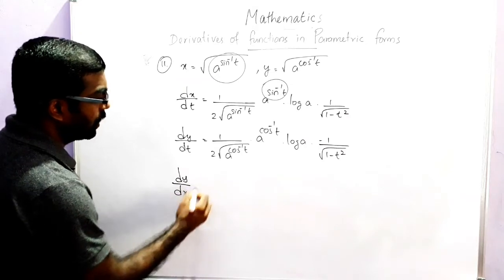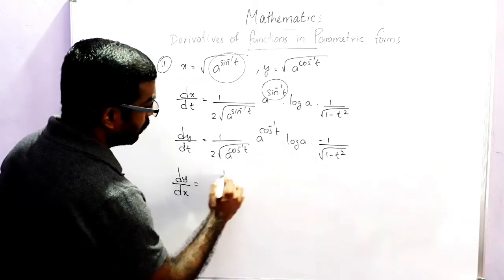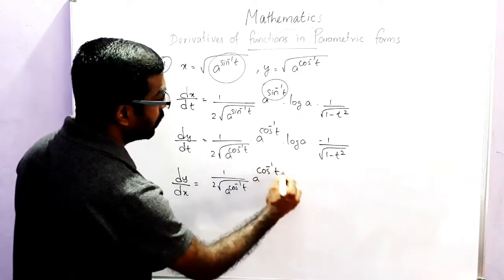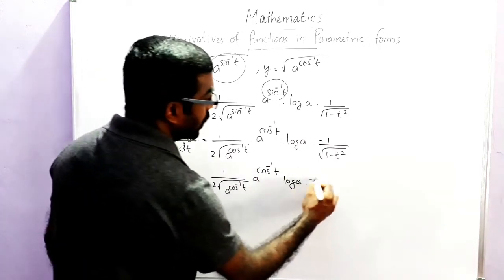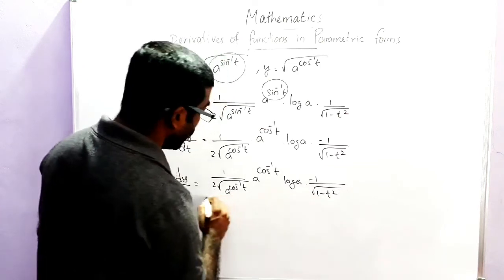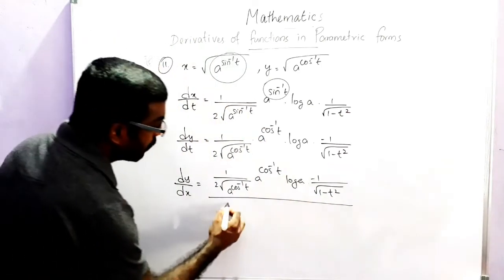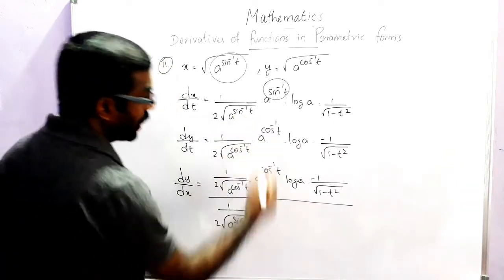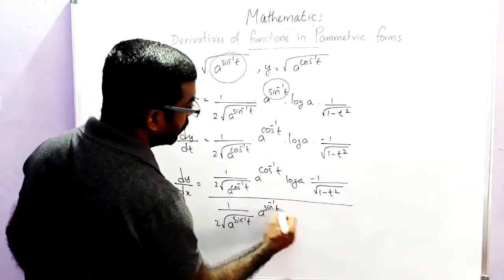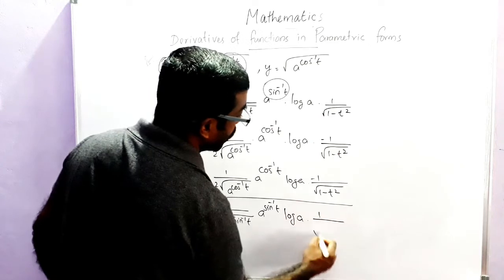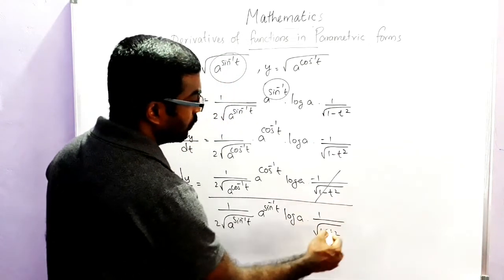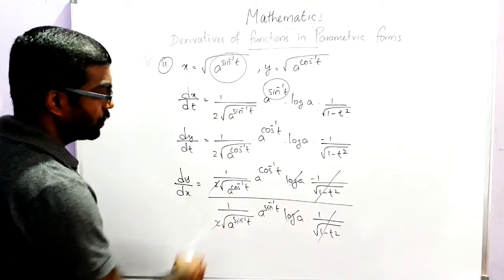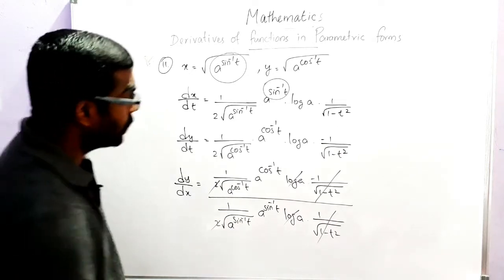Dy by dx is equal to dy by dt, that is 1 by 2 root of a raised to cos inverse t, a raised to cos inverse t log a, and minus 1 by root of 1 minus t square, whole divided by the first term, that is 1 by 2 root of a raised to sin inverse t, then a raised to sin inverse t log a into 1 by root of 1 minus t square. Here this 1 by root of 1 minus t square we can cancel. Log a cancels. This 2 and 2 get cancelled. Clear?